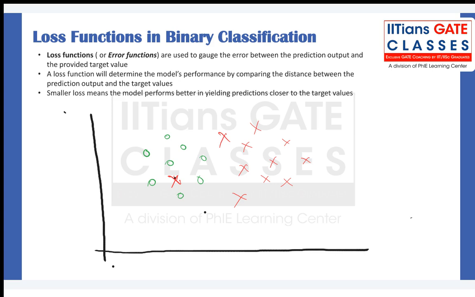So how can you quantify whether something is wrong or right? The most important concept in the entire machine learning is this only. Something called a loss function. A loss function, or it is also called an error function, is used to measure the error between the output that your model has predicted and the actual value of the variable. A loss function can determine how the model is performing by comparing the distance between the prediction output and the target values. If you have a smaller loss in your data set, that means the model is performing better and yielding predictions that are closer to what you want.